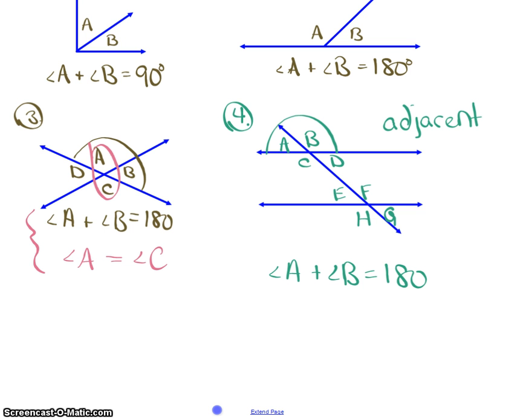So there's lots of those too. There's A and C, B and D, E and F, H and G, F and G, E and H. There's tons of them. I'm not going to name them all. There's more than that.